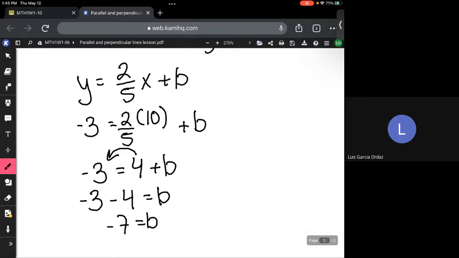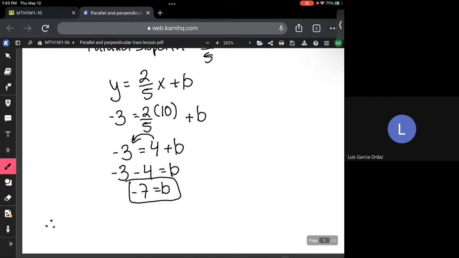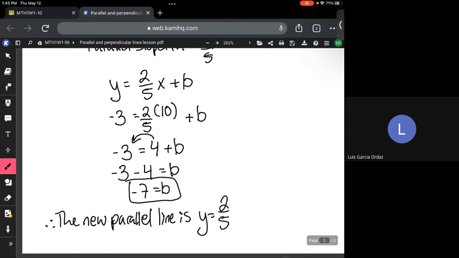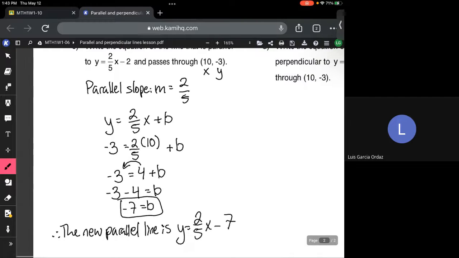So therefore the new parallel line is y is equal to 2 over 5x minus 7. And like I said before, for my parallel lines to be parallel, just the slopes have to be the same. My b values can be different.